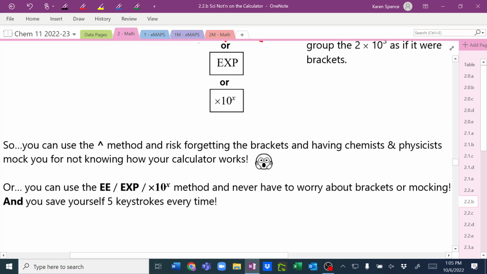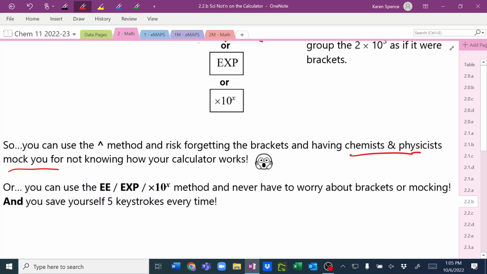The other thing is that if you use the times 10 caret whatever, chemists and physicists will mock you for not knowing how your calculator works. Like if you go to university and you're still using that, honestly, if I were your professor, I would make fun of you, right?